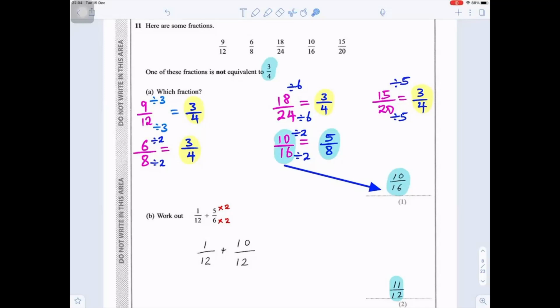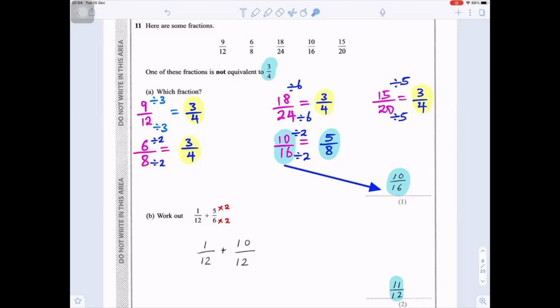Next one, 6 over 8. Highest common factor is 2. 6 divided by 2 is 3, and half of 8 is 4. So it simplifies to 3 over 4. The next one, 18 over 24. 18 divided by 6 is 3. 24 divided by 6 is 4. So that simplifies to 3 over 4.